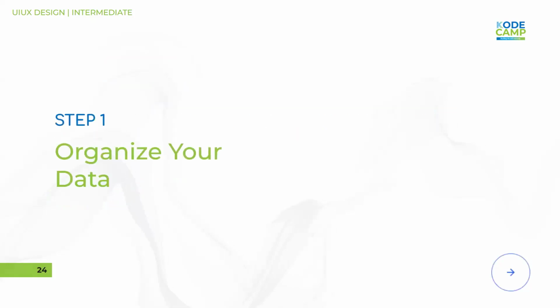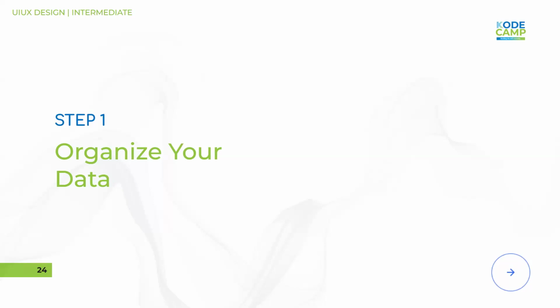So step number one, one of the ways to conduct user research analysis, is to organize your data. When you are done gathering answers to your research questions from your research report, from the team, and from people that have answered this research, the first thing you need to do is to organize your data.